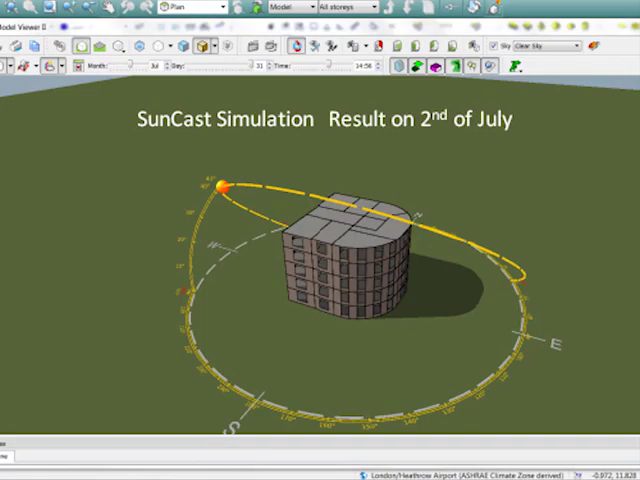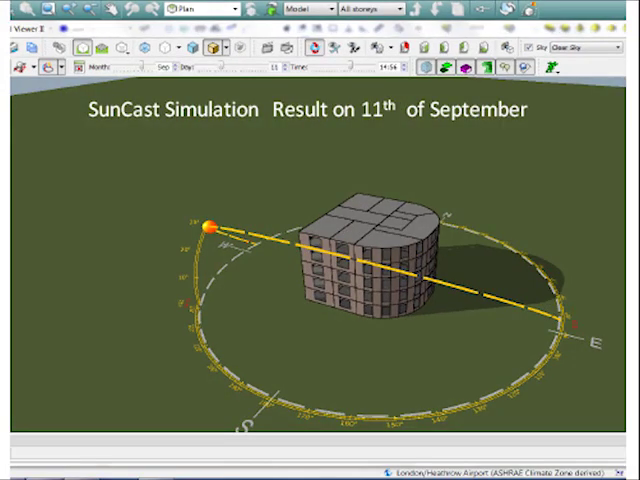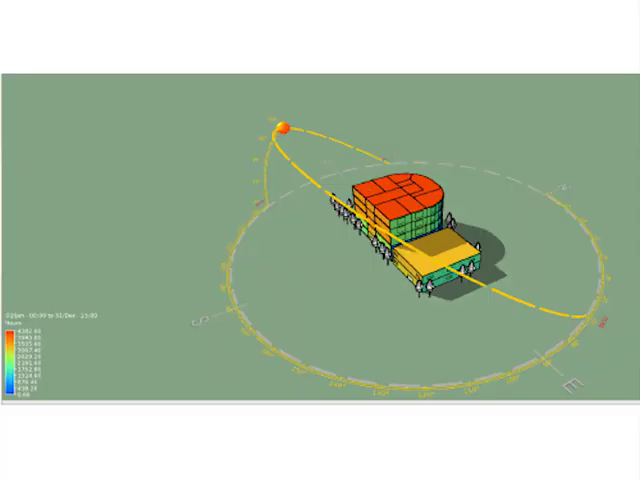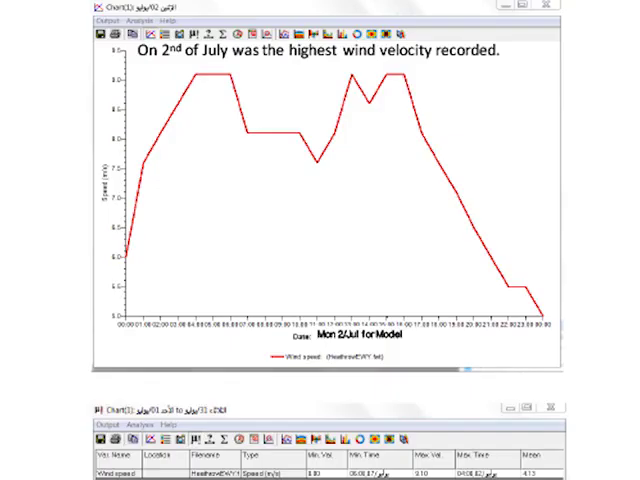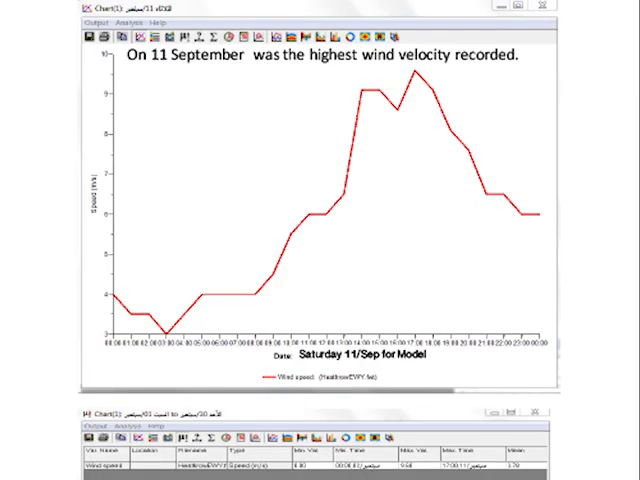The simulation also covered SunCast, which shows the shade situation for the building at the highest wind velocity, and was tested for the three warmest months in London. This is the solar exposure simulation result, according to the model. A chart shows the total energy when switching off the heating system in the London summer season. Since the highest wind velocity in London was on 11th September at 17:00, it was considered through all the scenarios.